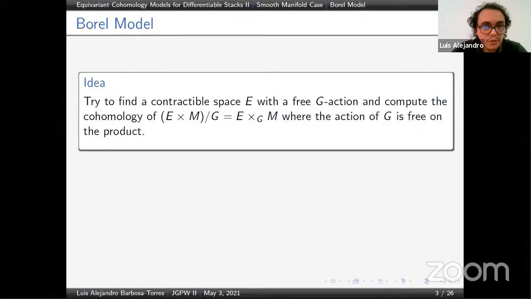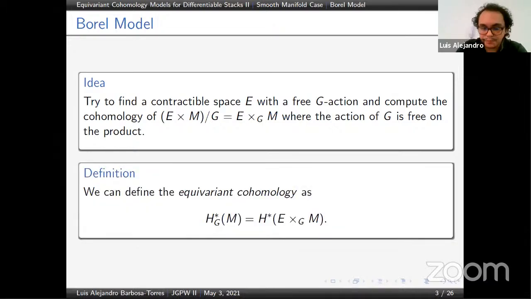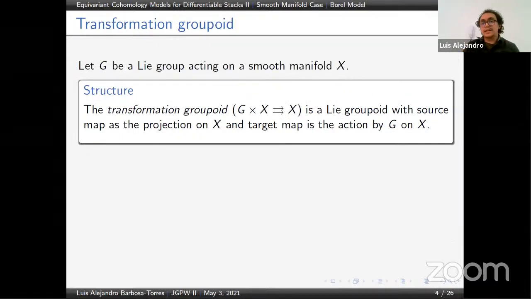Our first model was given by Borel, and the idea behind it is trying to find a contractible space E with a free action of G on it, and to consider the action induced on the Cartesian product between E and M, which is going to be a free action. So if we have that, we are going to be able to consider this quotient space. As we are asking that E is contractible, the cohomology of this space is going to be isomorphic to the cohomology of the quotient space M over G, and in that way, this space is a good candidate for the definition of equivariant cohomology, and actually that's the case. That's the definition of equivariant cohomology. So the idea is to try to find a space E that allows us to do all these things.